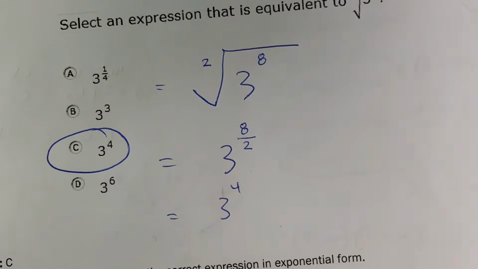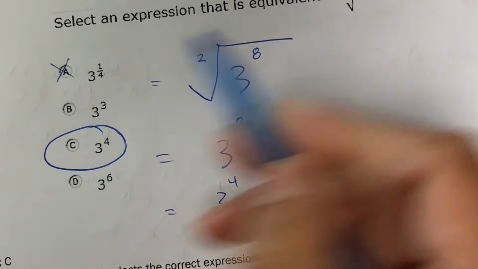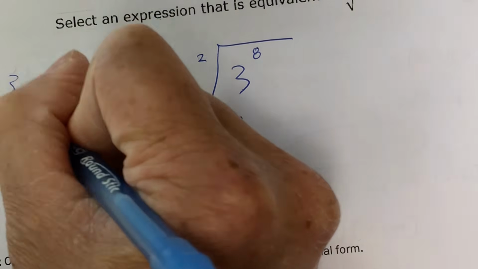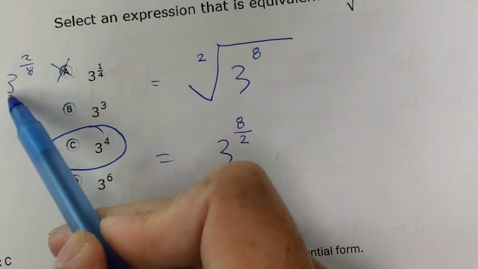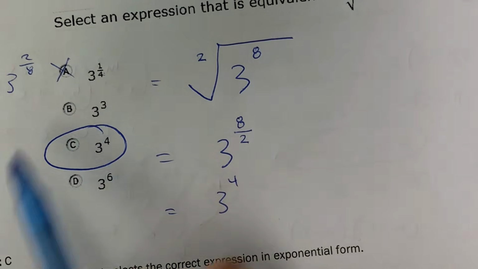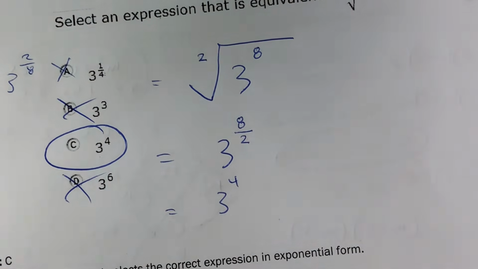It is C. A would have been wrong if you switched those up, so it would not be this. It's not 3 to the 2nd power with the index 8. That would have been wrong. And I don't know how they got those, so not B or D. The correct answer is C.